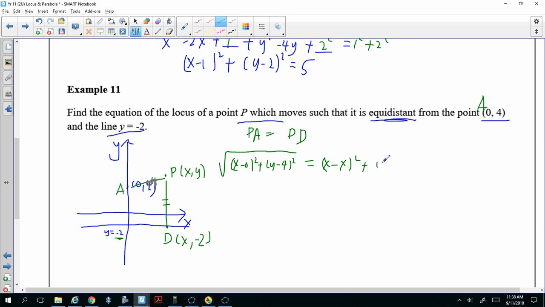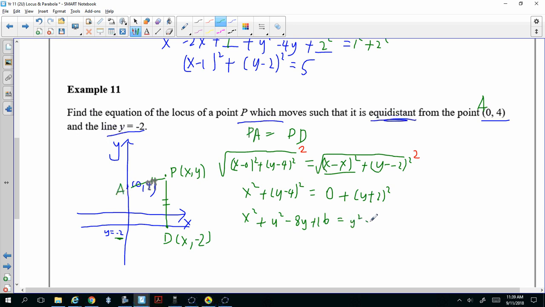Like before, we need to square both sides to get rid of the square root, because the distance formula has a square root. So we end up getting x squared plus (y minus 4) squared equals, the x got cancelled, 0 plus (y plus 2) squared. Possibly it could be a circle, but we cannot be certain because there's no y squared term here. So we're going to expand everything and see what we get. We get y squared minus 8y plus 16 equals y squared plus 4y plus 4. And you notice that the y squared got cancelled.